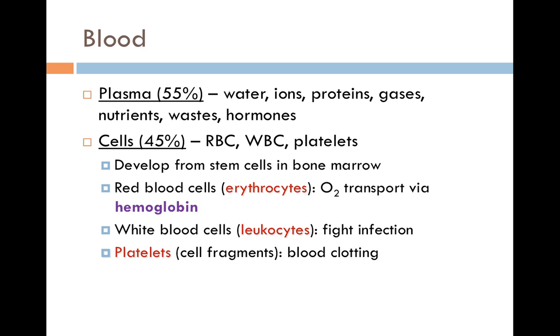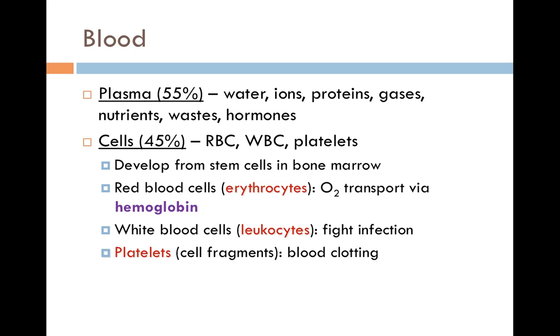Your blood is actually made up of parts. It's 55% plasma, 45% blood cells and platelets. So plasma is water, ions, proteins, gases, nutrients, waste, hormones. Your cells would be red blood cells, white blood cells, and platelets. When you get blood taken, usually they centrifuge it, they separate it, and the plasma actually looks like a whitish, yellowish, mucousy color, and then you can actually see the darker red where the red blood cells, white blood cells, and platelets are. All of these develop from the stem cells in the bone marrow.